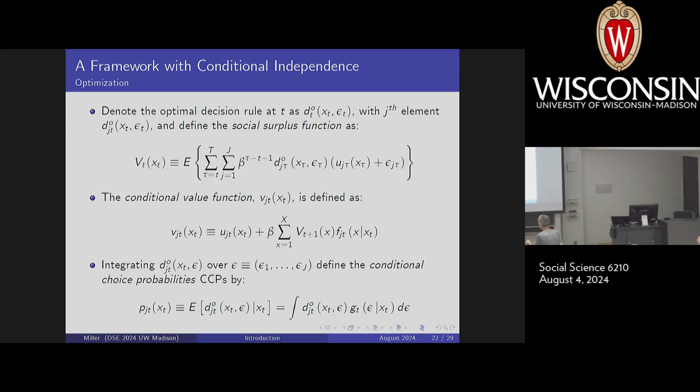And then we can also have something like a conditional value function, which is everything but the epsilon. Okay? Everything but the epsilon.